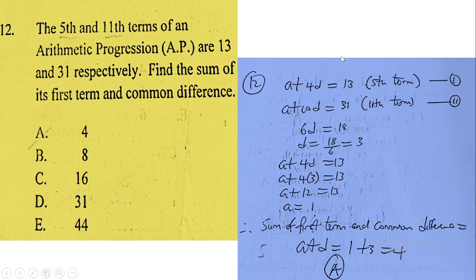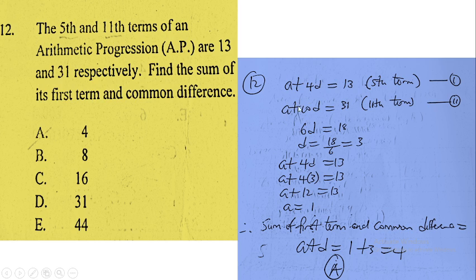So that means we'll be having the fifth term to be a plus 5 minus 1, which is 4, then d. So the fifth term of the arithmetic progression is a plus 4d, and we're given the value, which is equal to 13. Also the 11th term, which is a plus 10d, is equal to 31. So we have two equations to solve simultaneously to find our first term and common difference.